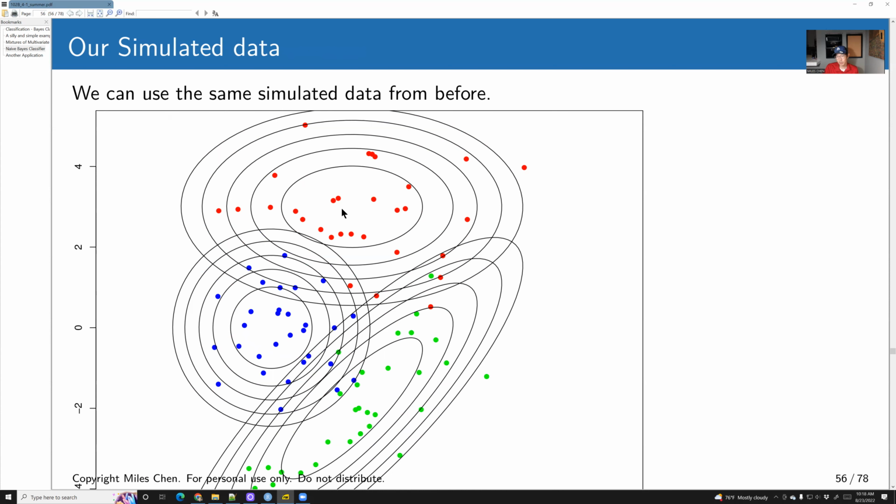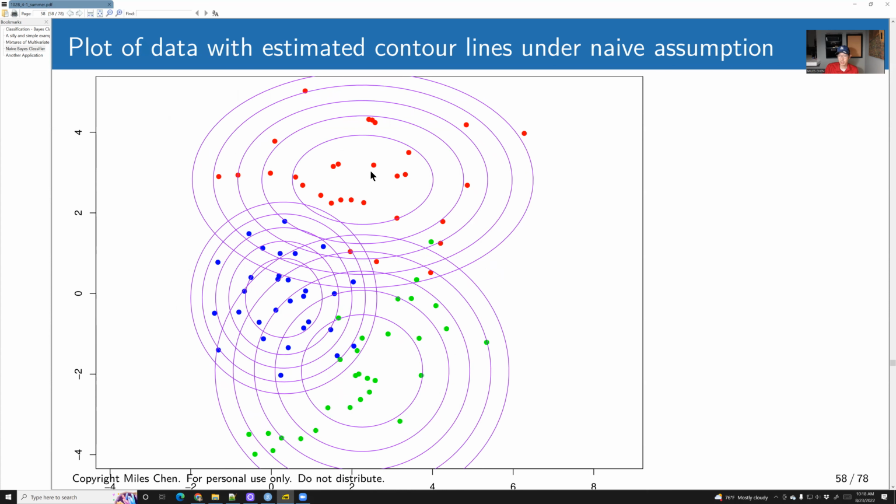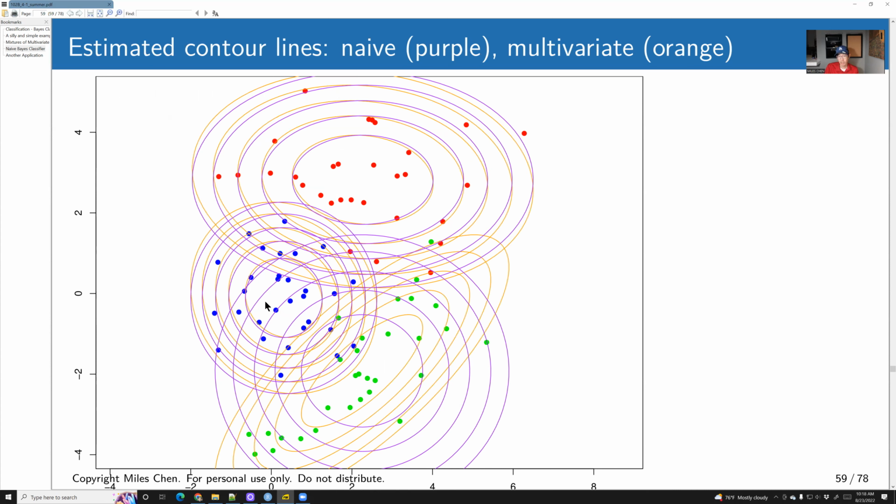Whereas if you look at the blue and the red, it's pretty similar, because in the true data there was no covariance between x1 and x2 for red, no covariance between x1 and x2 for blue. And if I compare these ellipses in purple with the ones using the multivariate normal, the multivariate normal was able to estimate the covariance for green, okay? Whereas the naive ones assume there's no covariance between x1 and x2 for green, okay?